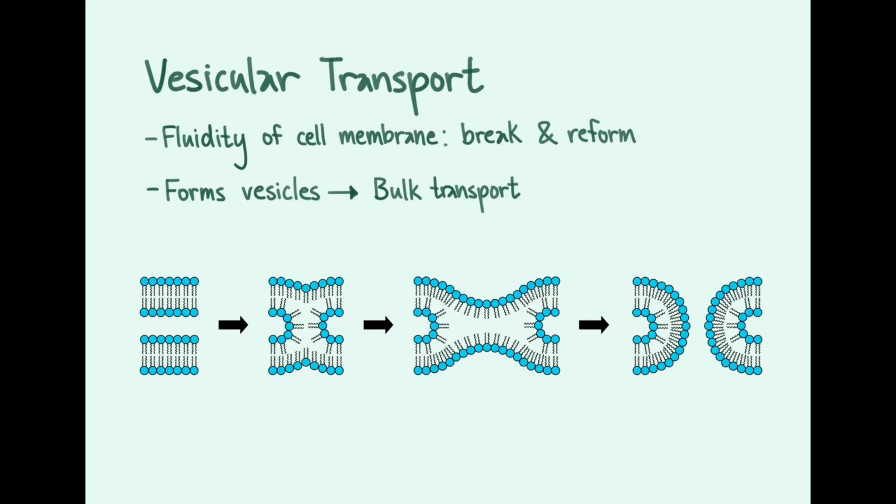The last type of active transport we'll be going over is vesicular transport, which allows for the bulk transport of materials without having to cross the cell membrane. Relating back to the structure of the cell membrane, the fluidity of the plasma membrane allows it to be easily broken and reformed through the hydrolysis of ATP. The cell membrane can separate and fuse to form vesicles that transport a bulk of materials at once.